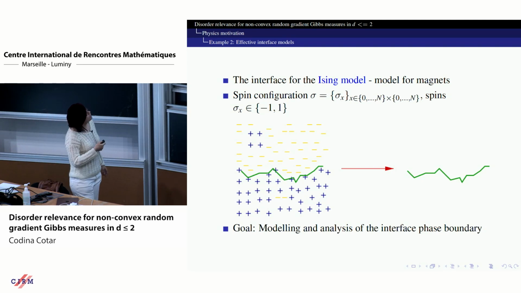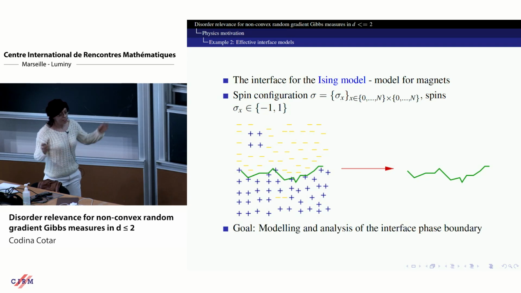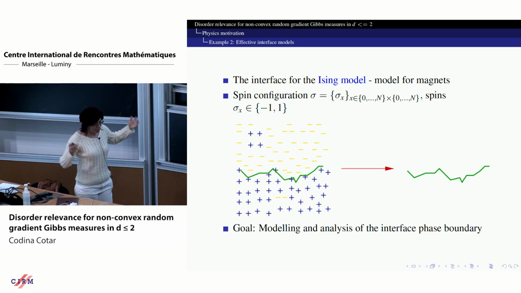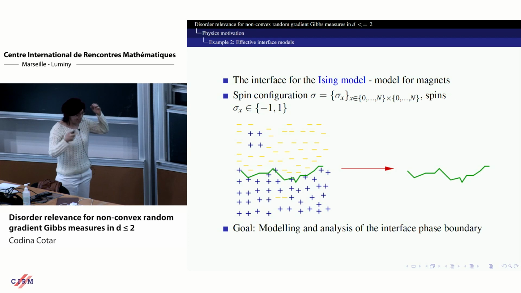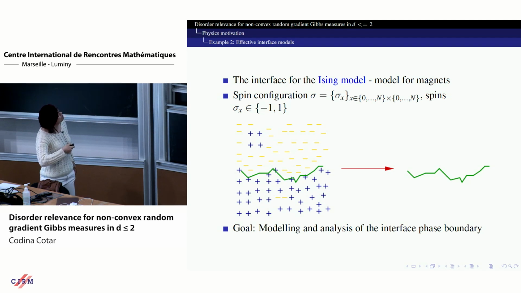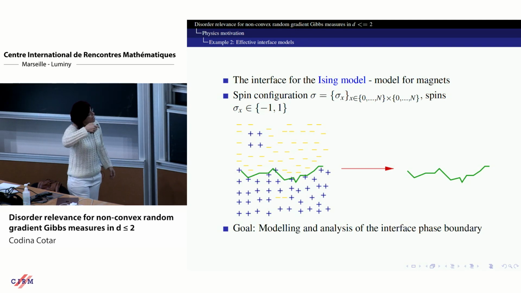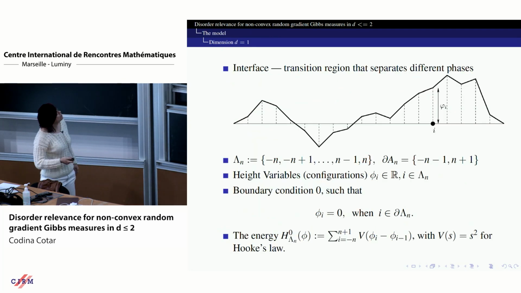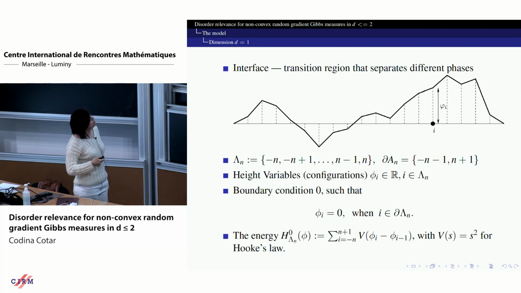So one simple example of an interface is the one for an Ising model, which is not the model I'm going to talk about. So this is a discrete interface case. But just to emphasize that what we want to model is simply the interface, the phase between different states. Yeah? So an interface is just a transition region that separates these different phases.